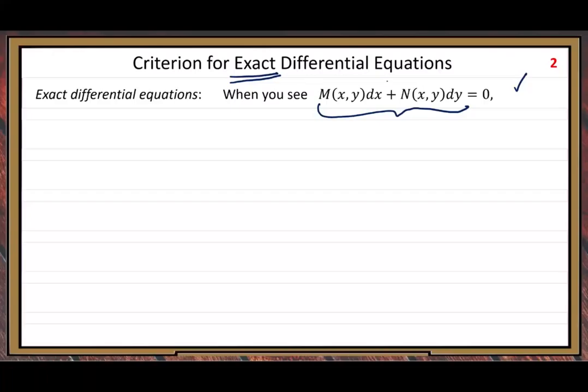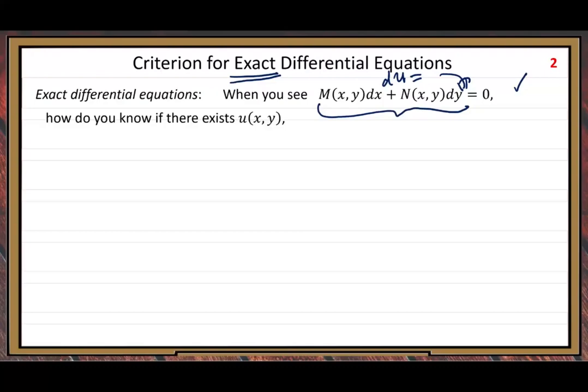Can you find a u such that du equals this form? If you can find such u, then we call the left-hand side expression exact, an exact differential form. But then there is a question: how do you know if there exists a u function here or not?